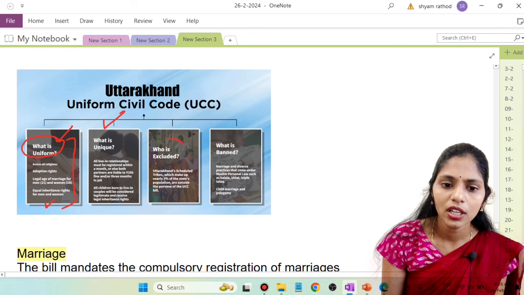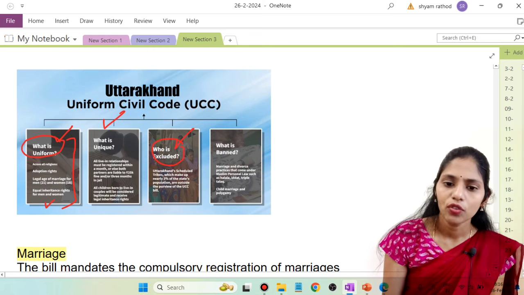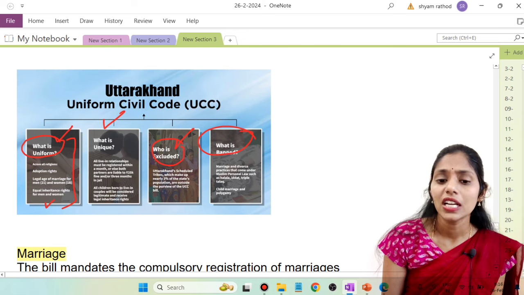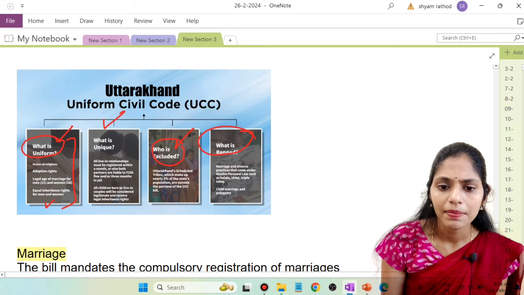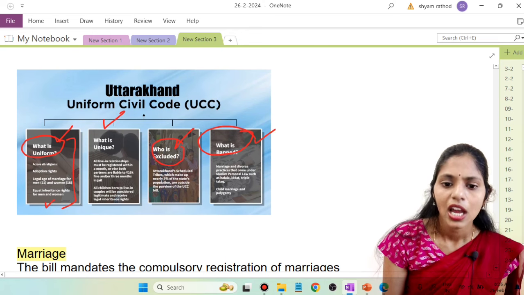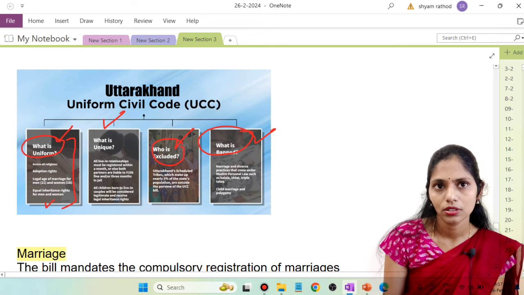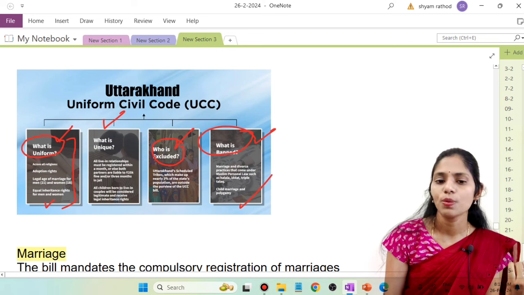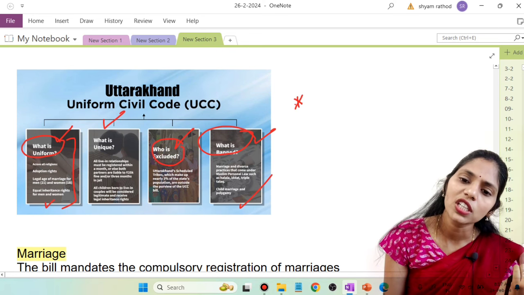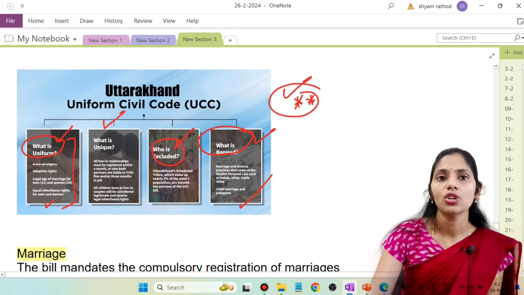And who is excluded? Scheduled tribes are being excluded under this bill. And what is banned here? Marriage and divorce practices that come under Muslim personal law, such as halala as well as triple talaq, have been banned. And even polygamy, that is marrying two or more people, is also banned, and even child marriages are also banned. So this infographic gives you detailed insights regarding what exactly this Uttarakhand Uniform Civil Code is about.